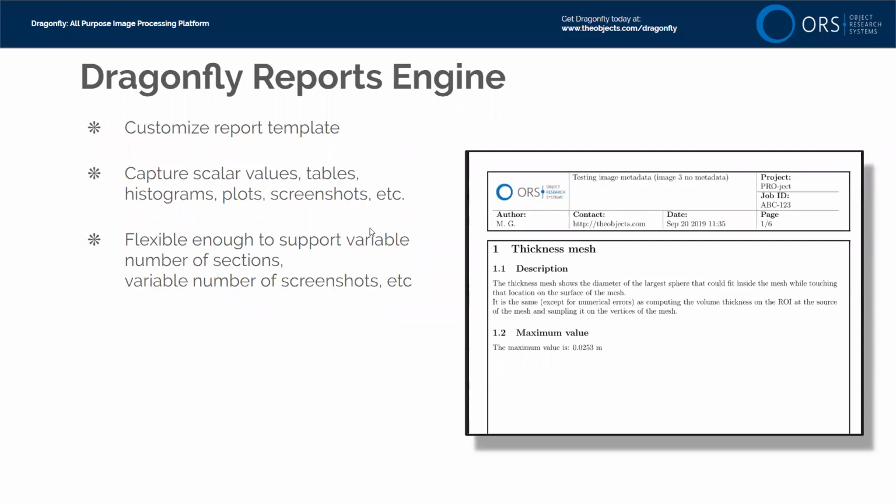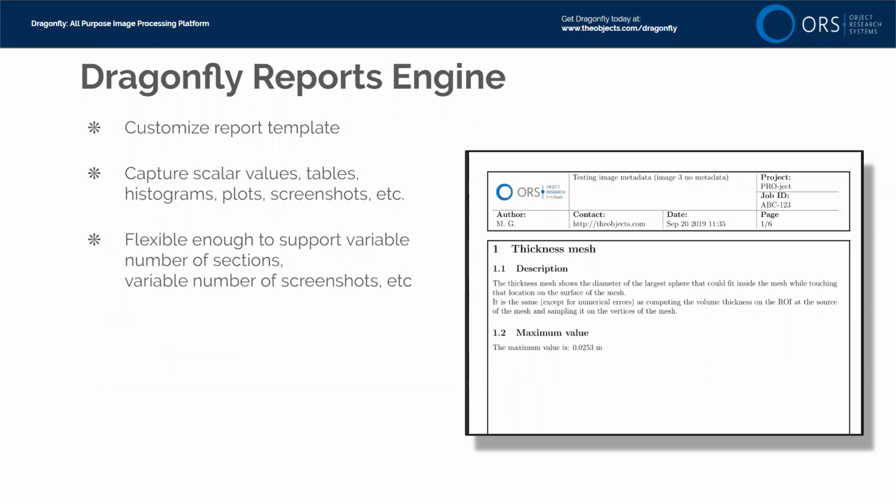We have been looking at ways to make it easy for you to capture information from your analysis in a standardized and user-friendly way. And so we have prototyped and developed the first version of our reports engine. The idea is that the programmer, or maybe even the user, will be able to customize report templates. These reports would capture scalar values, like if you've done a bone analysis, what is your trabecular thickness? They might capture tables. So if you've done numerous measurements and you want to encode them in a table, they might capture histograms and plots and screenshots, etc.